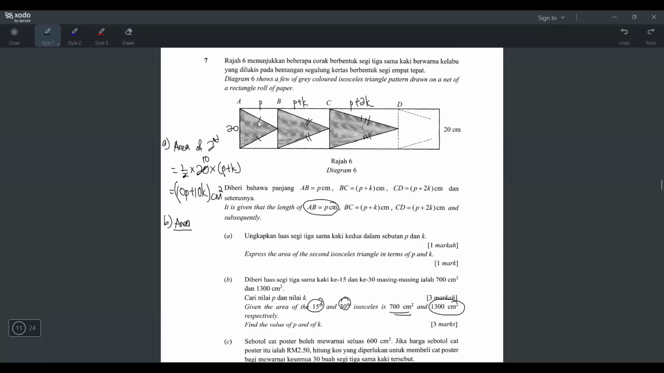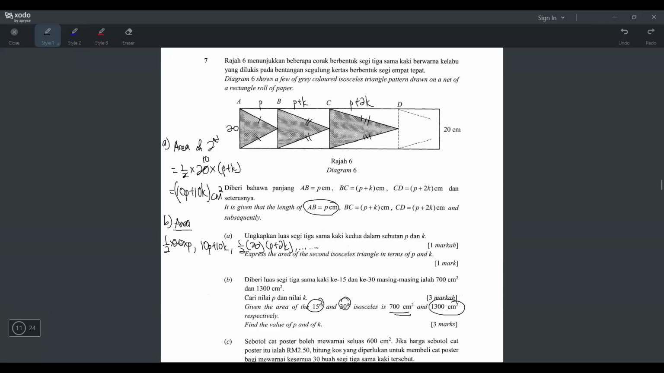So what is the area of the first triangle? 1 over 2 times 20 times P. So it will look like this, for the first one. The second one, you can already see it here. It's 10P plus 10K, so just write that. And then the third one will be 1 over 2 times what? 1 over 2 times 20. The base of the triangle is the same for all. The base never changes, only the height of the triangle keeps changing. So the height for the third triangle is P plus 2K. No need to write so many terms. Just write 3 terms. 3 terms is enough for you to determine whether it is arithmetic or geometric.